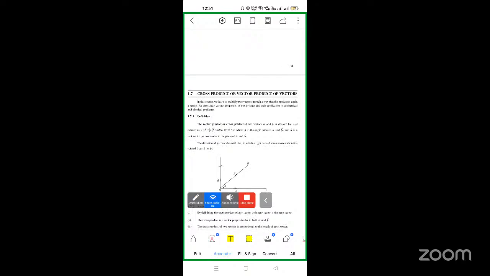The next topic: cross product of vectors. The cross product, or vector product, of two vectors A and B is denoted by A cross B. The definition is mod A into mod B sin theta, where theta is the angle between the two vectors A and B, and theta lies between 0 and 180 degrees, that is 0 ≤ theta ≤ π. And the unit vector is perpendicular to the plane of A bar and B bar.